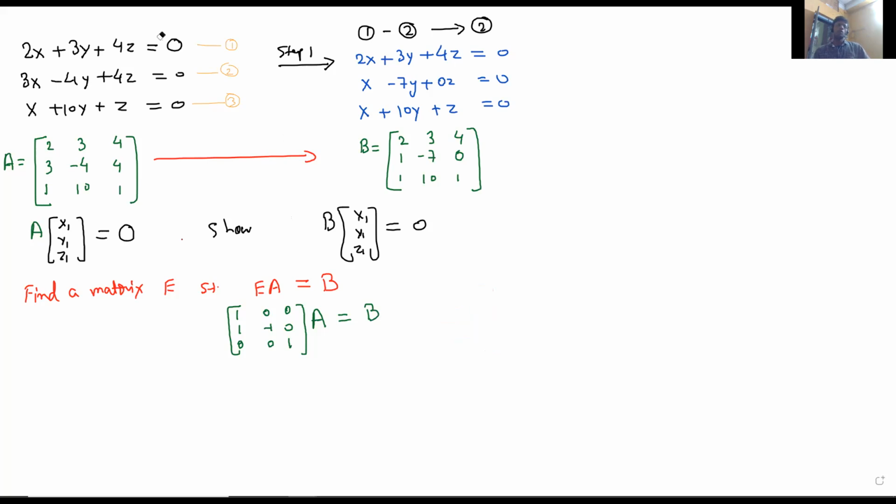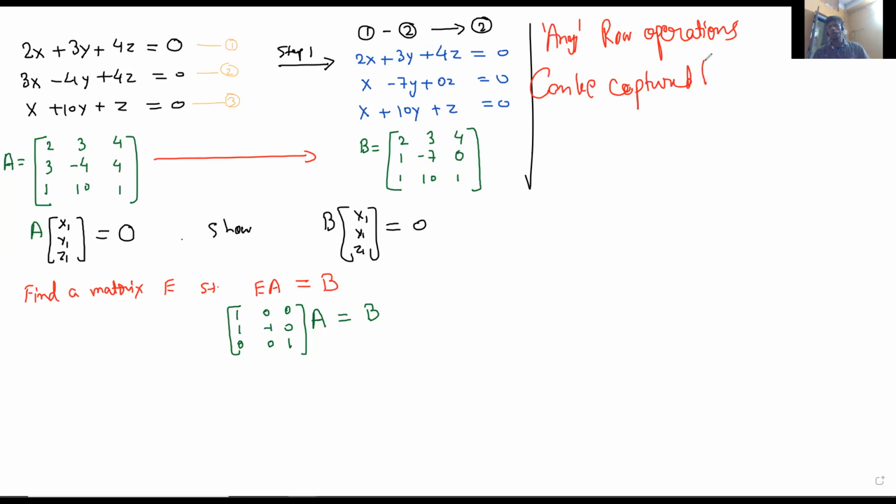Right. So now my point is that any kind of row operation can be captured by matrix multiplication. So that's what we have proved, right? Now by any, I'm not going to classify and tell you all the three. What are the row operations? Any row operations can be captured by matrix multiplication.